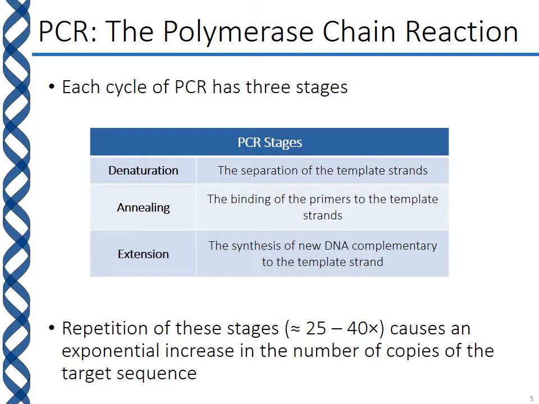The next stage is annealing. This is where the primers that are in the PCR reaction mix bind to their specific regions on the template strands. And then extension is where the DNA polymerase will build off of that primer, adding the new nucleotides downstream in the complementary manner to the template strand. And so these 3 stages get repeated multiple times, as we'll see in the next slide, and that causes an exponential increase in the number of copies of the targeted DNA sequence.